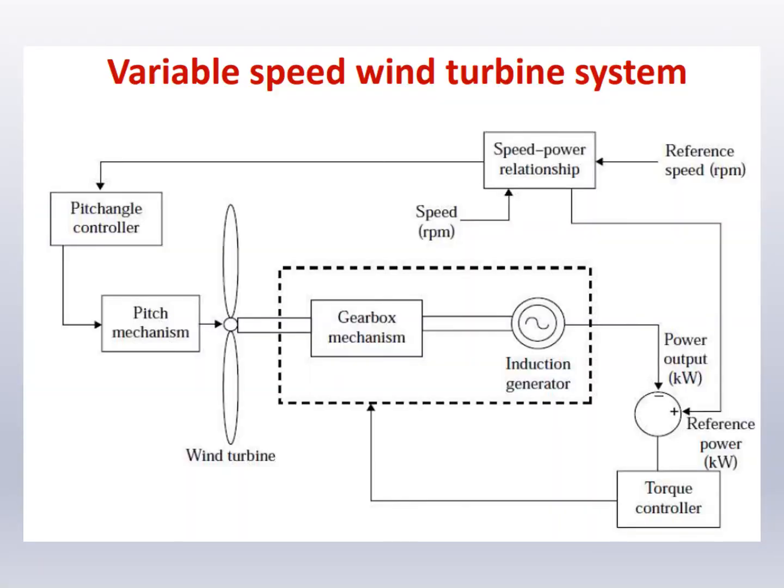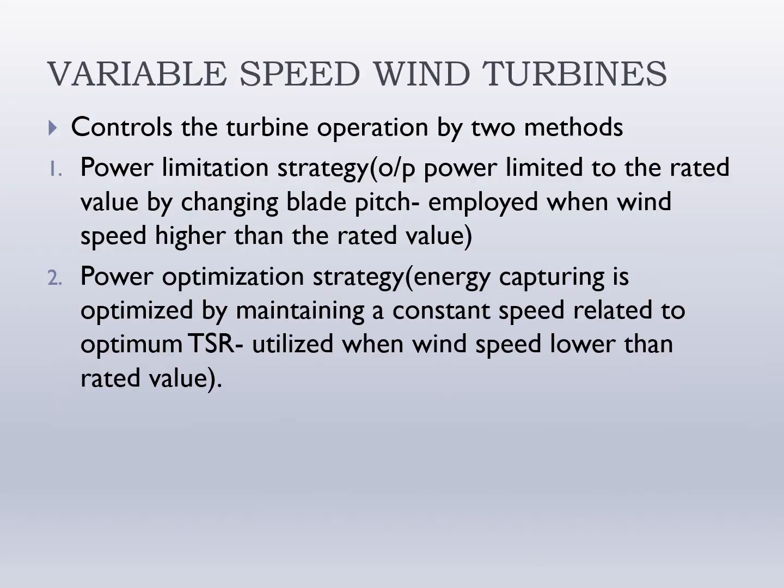Here the figure shows a typical variable speed pitch regulated wind turbine system. Actually, it controls the turbine operation by two methods: by changing blade pitch or by changing the speed. The control strategies generally employed are power limitation strategy and power optimization strategy. In power limitation strategy, the output power is limited to the rated value by changing the blade pitch.